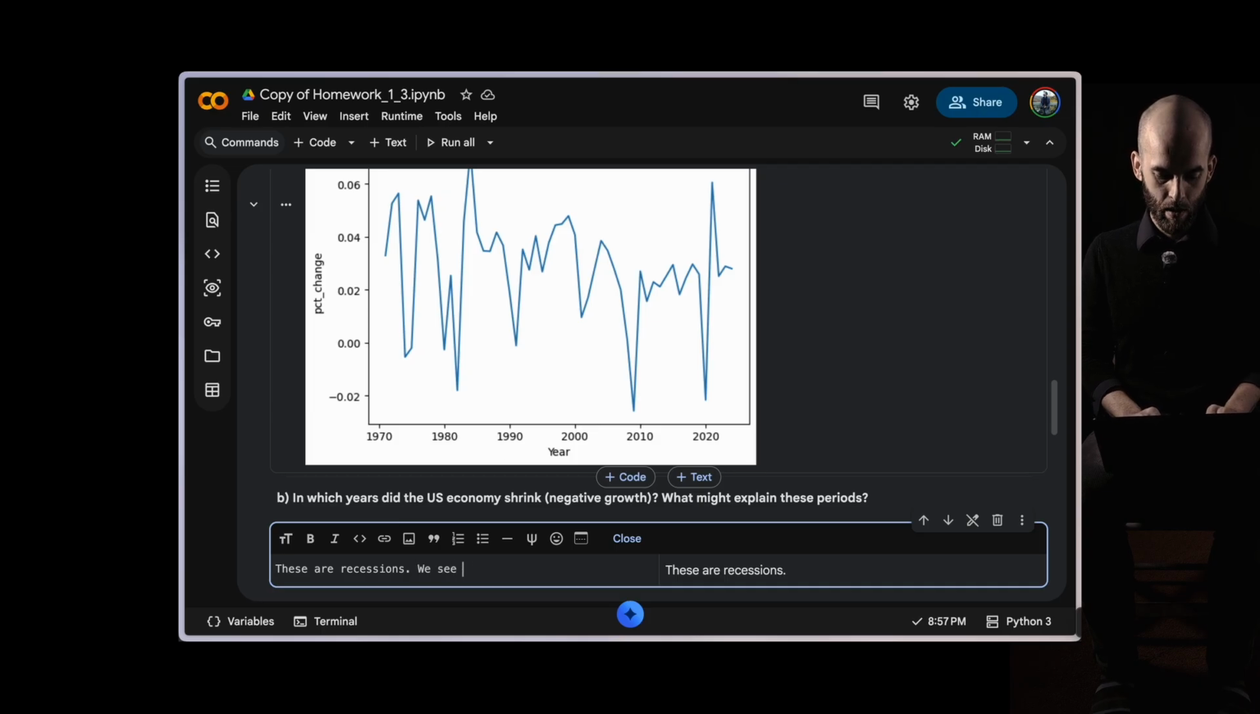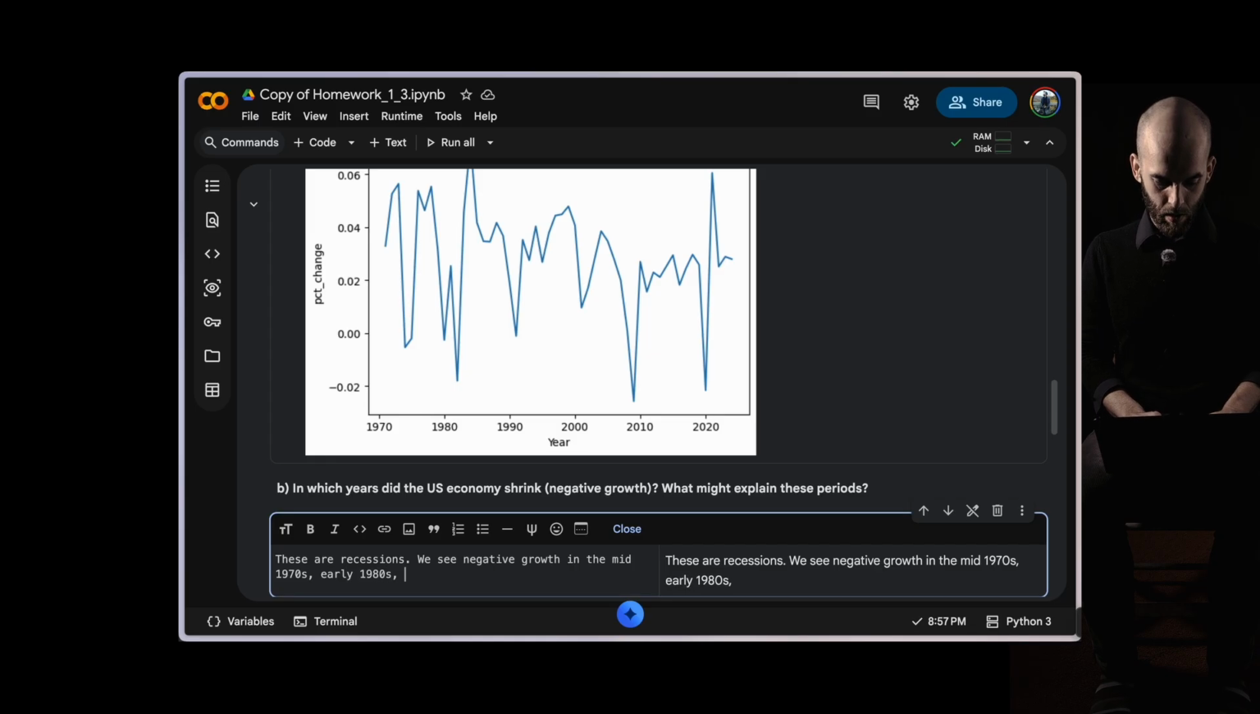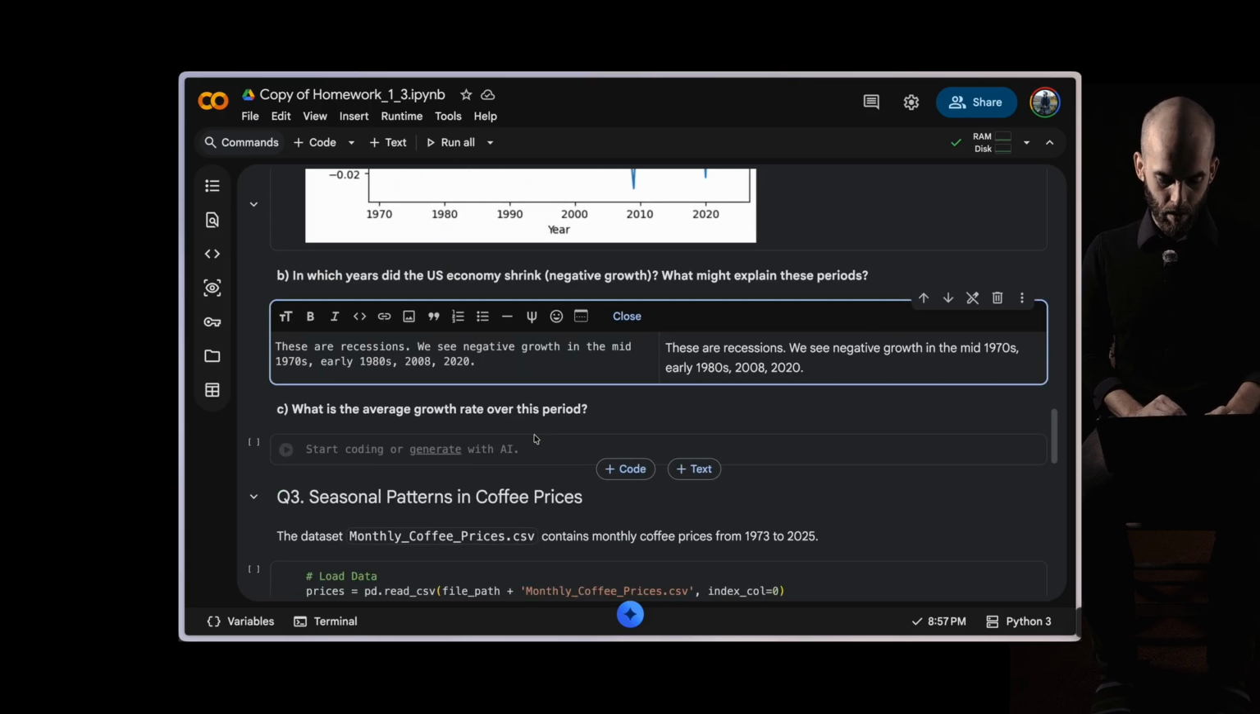we see negative growth in the mid 1970s, early 1980s, 2008, and then 2020. All right.